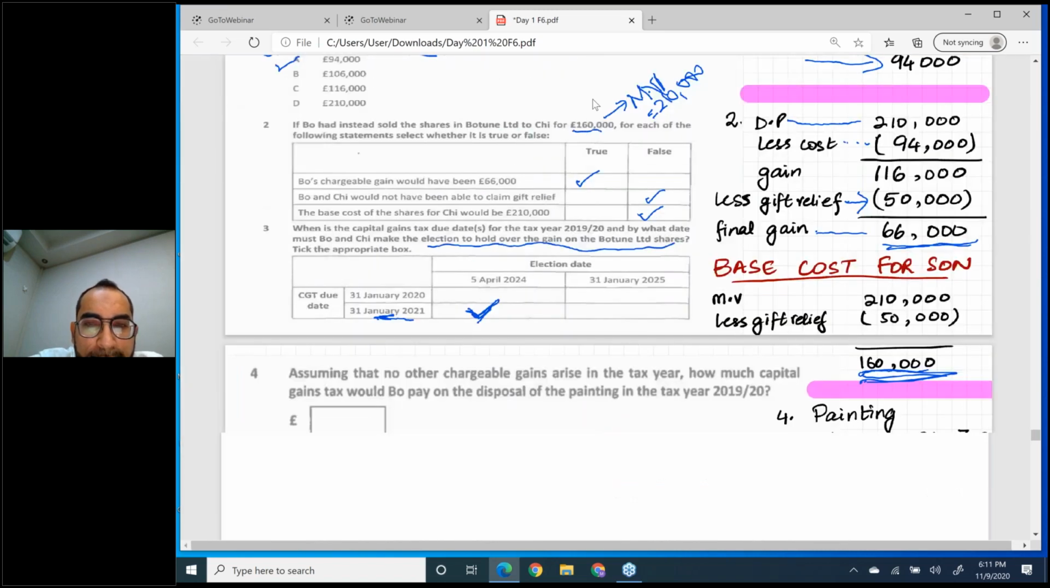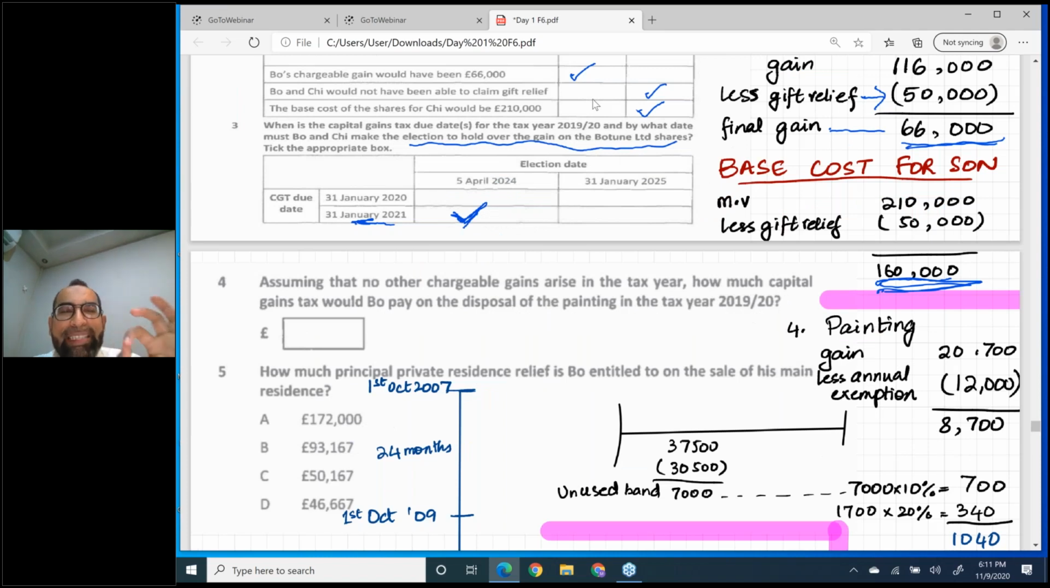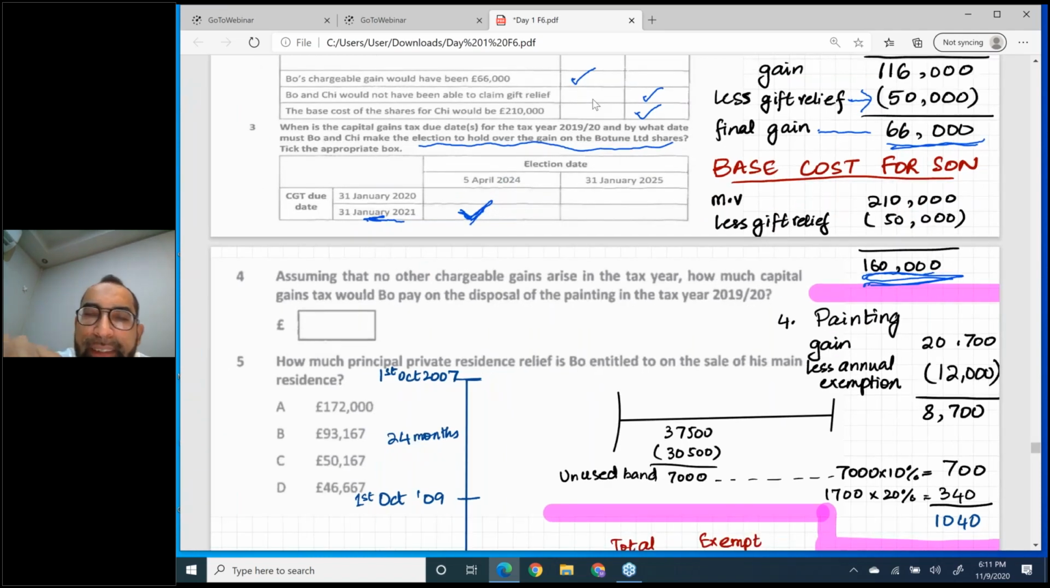Look at here. First read the requirement. Assuming that no other chargeable gains arise in the tax year, how much capital gains tax would Bo pay on the disposal of the painting in the tax year 1920?